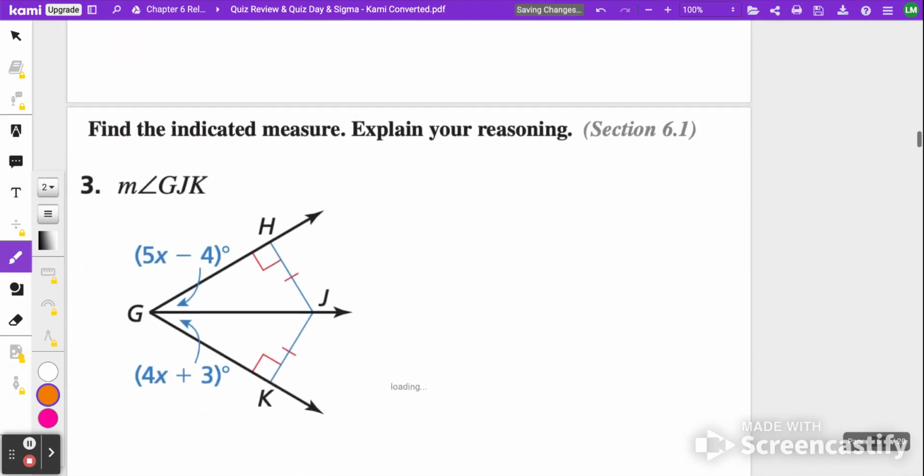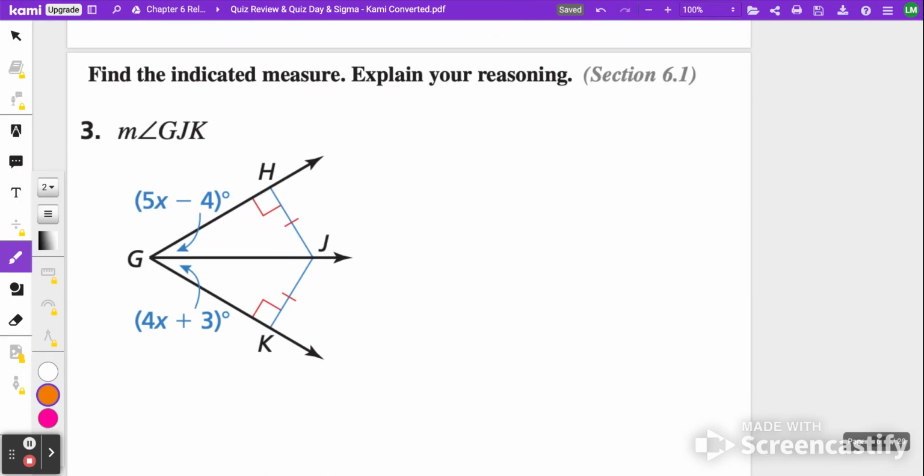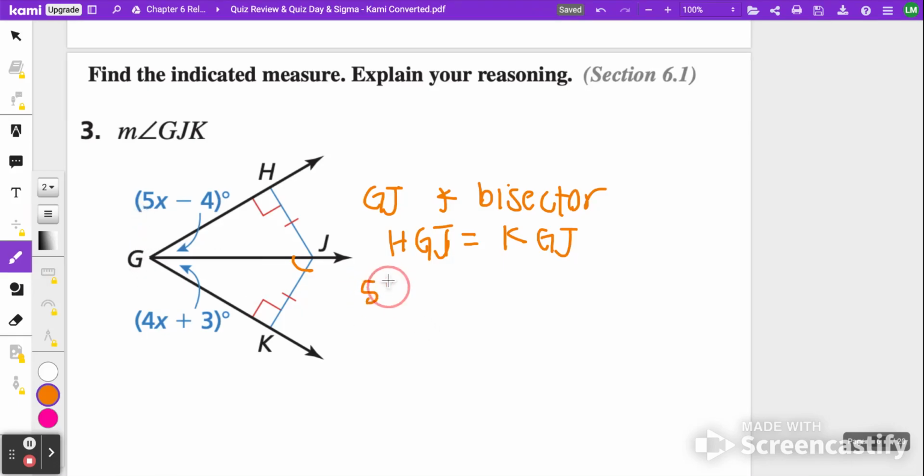Okay. Number 3, find the indicated measure of GJK. GJK is here. So we would just need to know what that piece is. If you look at GJ, it is an angle bisector. So HGJ will be equal to KGJ. Okay, which means the 5x minus 4 would be equal to the 4x plus 3.